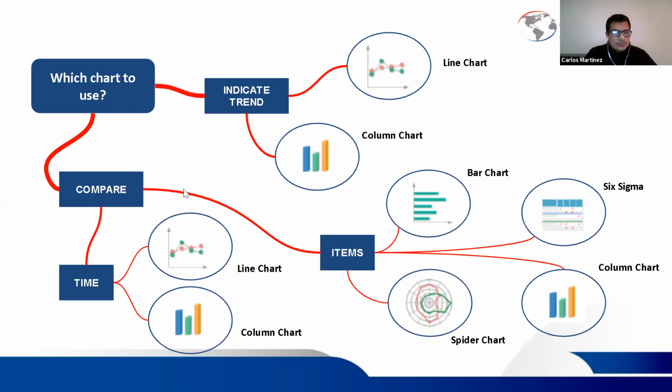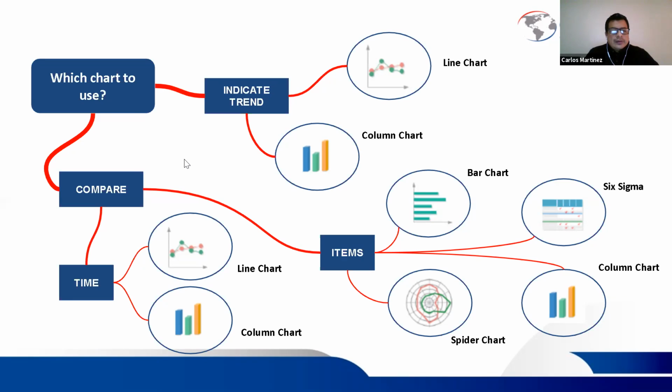Okay, which chart to use? For example, if you want to indicate trends, you use line charts or column charts. These are the two most popular that you can use when you want to indicate a trend, how the information is moving. We use line charts, as you can see here. This is an example of a line chart, and we have column charts.